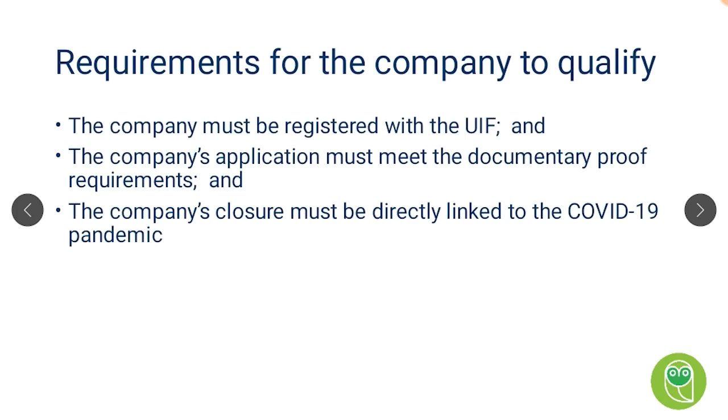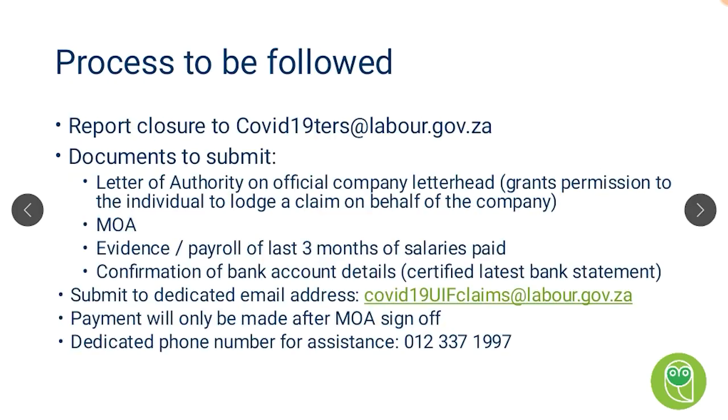In order to qualify, the company must be registered with the UIF. The company's application must meet the documentary proof requirements, and the company's closure must be linked directly to the COVID-19 pandemic. So you can't argue that the company was struggling beforehand and in any way had to close down its business. So this is as a direct result of the pandemic.